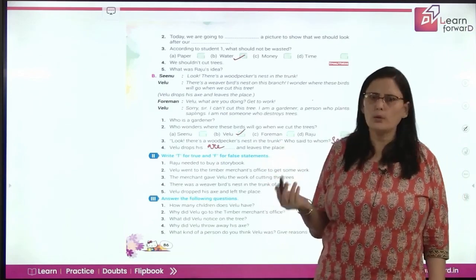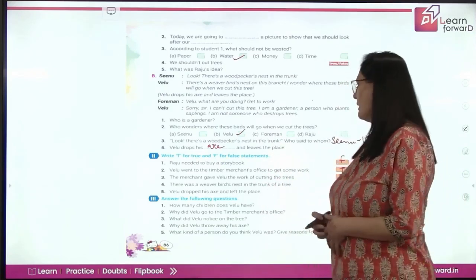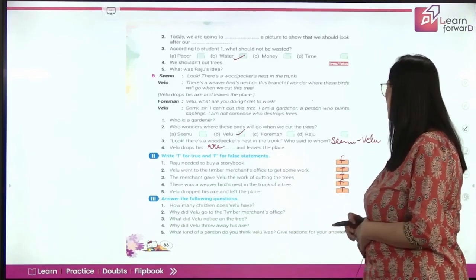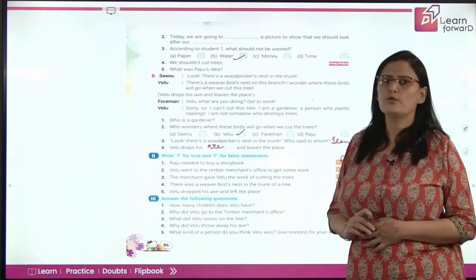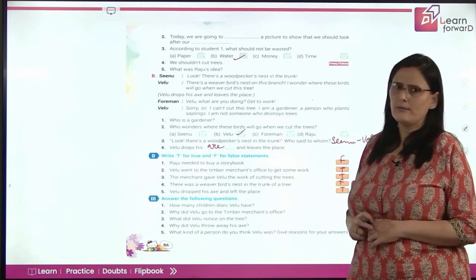It was Velu the gardener who said that if we cut the trees, where will these birds go? Look, there's a woodpecker's nest in the trunk. Who said this to whom? Sinu said this to Velu. Velu drops his axe and leaves the place.